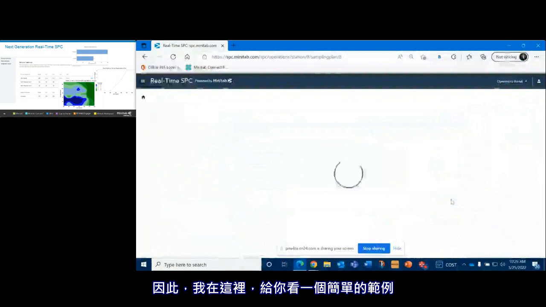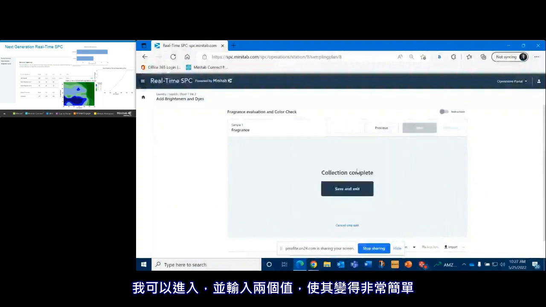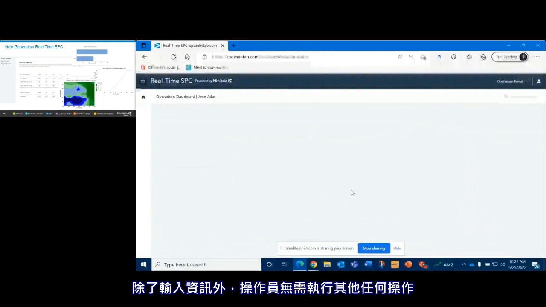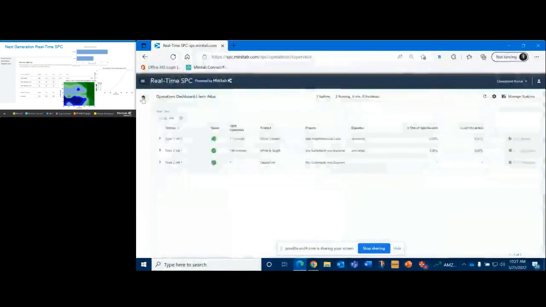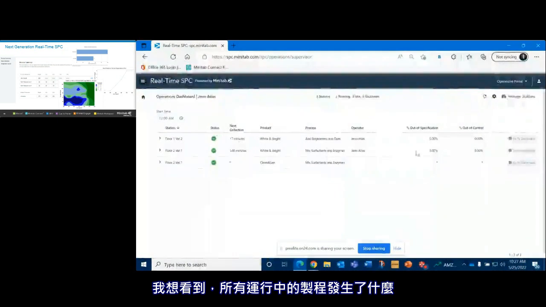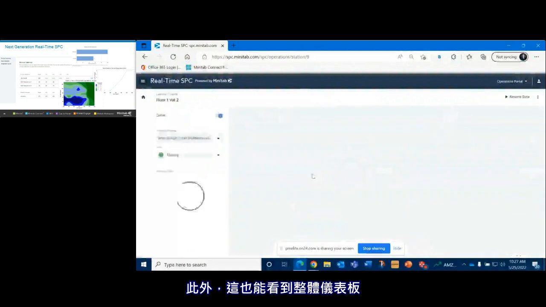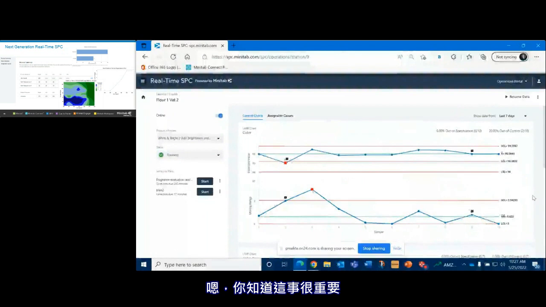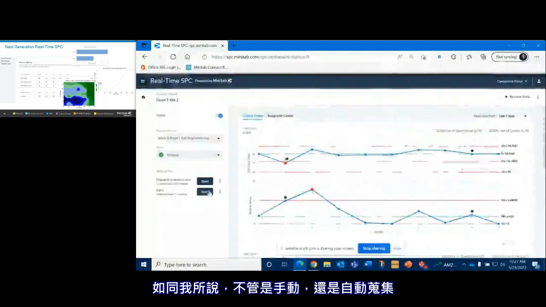I'll come in here and show you a simple example: I have an operator entering some data. I can enter 2 values and make it very simple. The operator doesn't have to do anything else other than enter that information. Now, if I go into more of a supervisor view, I want to see all the processes that are going on and identify that, but also see the dashboard view of the control charts over time. That's important, either via manual collection or automatic collection.